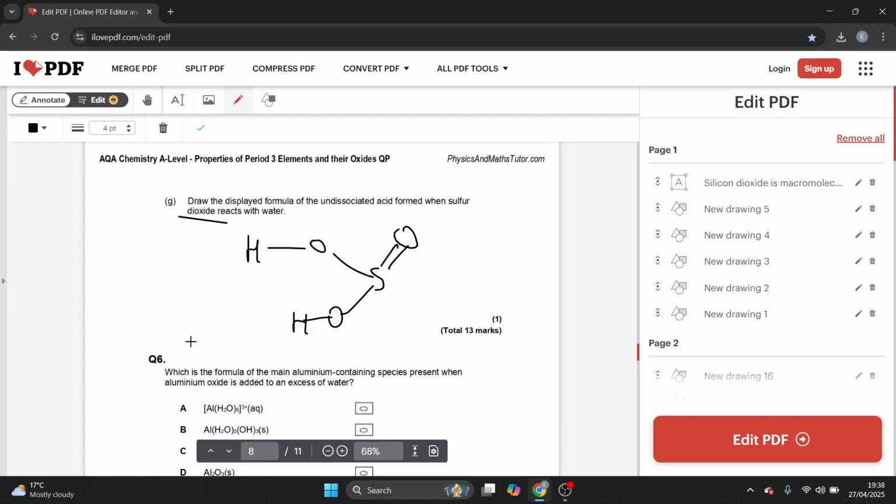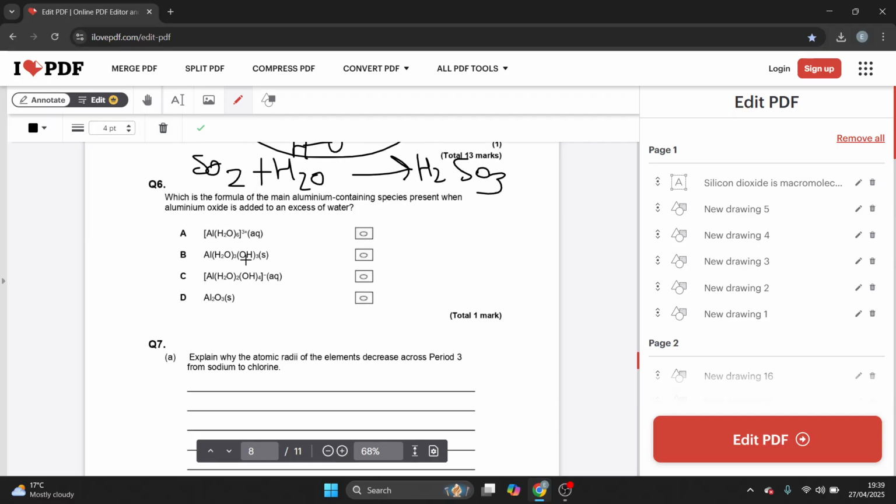Sulfur dioxide SO2 plus H2O, then you're going to form H2SO3. And that's all I've drawn. You don't need any lone pairs, anything.